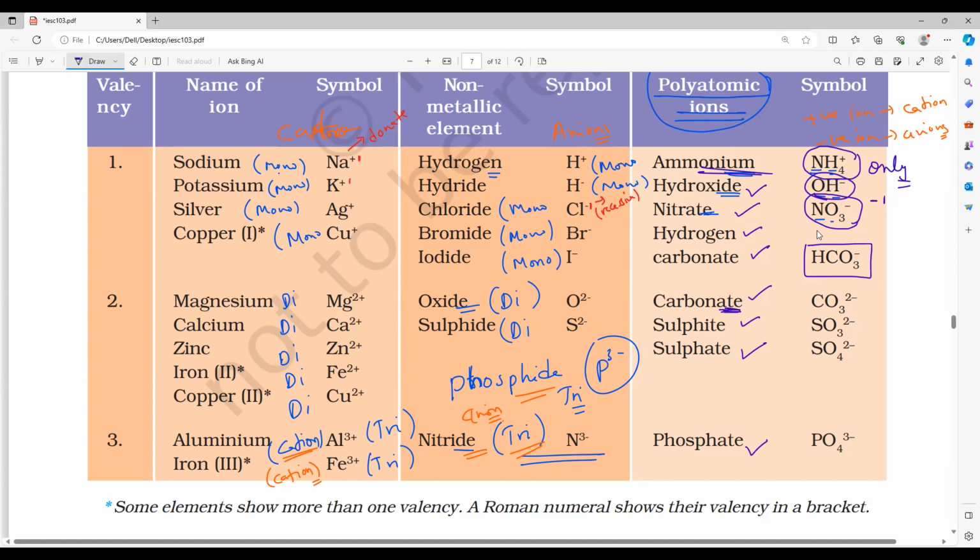Carbonate, -ate, CO3 2 minus. Sulfite, -ite. As I said, these all are called cations or anions? Yesterday I told you, they are called anions. Ammonium alone we call a cation. Understanding? Next, sulfate, SO4 2 minus. Don't get confused. Sulfite, -ite, SO3 2 minus. Sulfate, SO4 2 minus. Phosphate, -ate, PO4 3 minus. Do you understand, everybody? All of you clear?